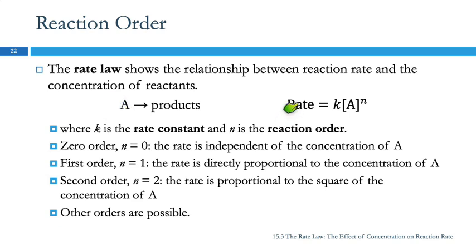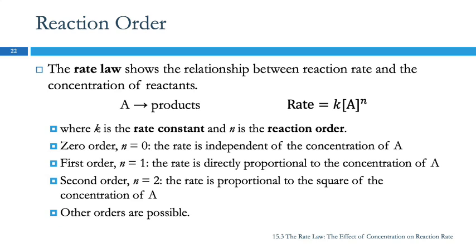The rate law is: the rate is equal to a constant times the concentration of the reactant raised to a power of n. So this k is called the rate constant, and n is called the reaction order. So we'll be talking about zero order, first order, and second order reactions. There are other orders possible, third, fourth. You can even have fractional orders, like a 3/2 order, which kind of seems strange, but there's some strange stuff out there.